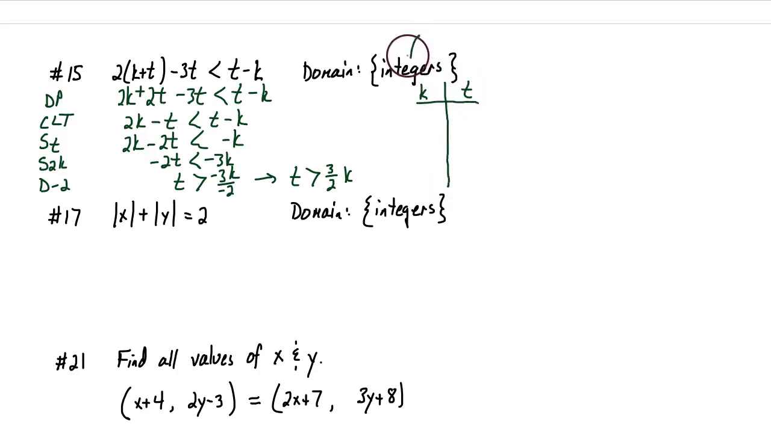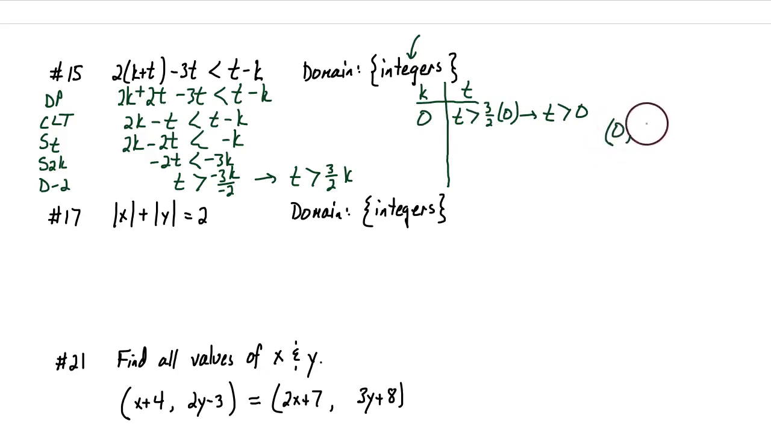We're told to try integers. 0 is an integer. Let's use that. So t is greater than 3/2 times 0. This is equivalent to saying t is greater than 0, because 3/2 times 0 is just 0. Because this is an inequality, we can come up with 3 roots just from this row of the table.